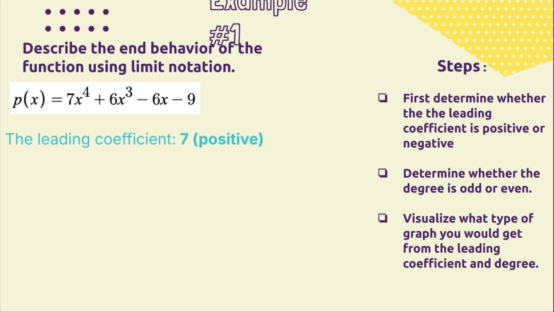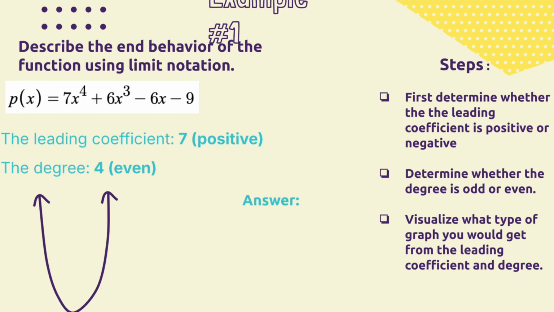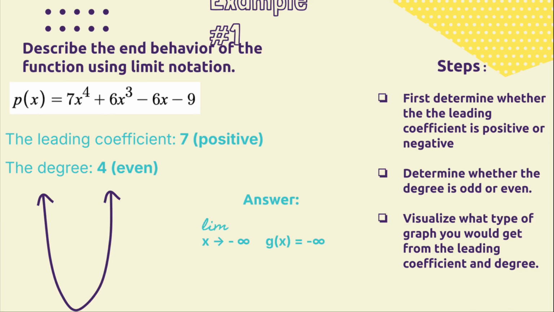In this question, we see that the degree is even, so both of these sides will be going in the same direction. I'd recommend visualizing what the graph will look like to help you answer the question. In the end, we will end up with: as x goes to negative infinity, g of x will also go to negative infinity, and as x goes to infinity, g of x will go to infinity as well.